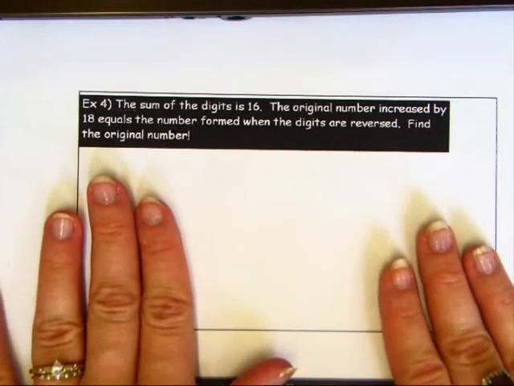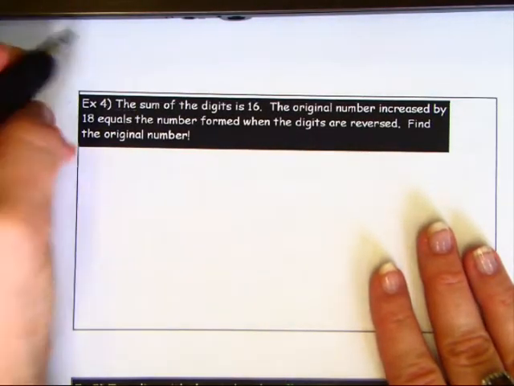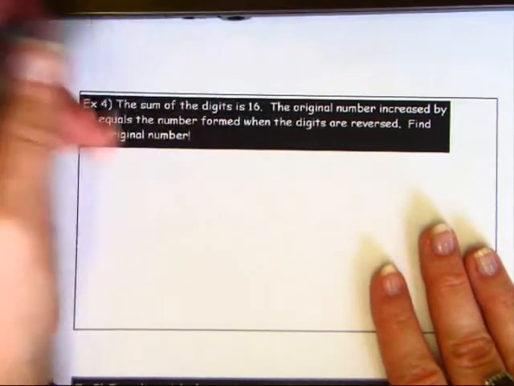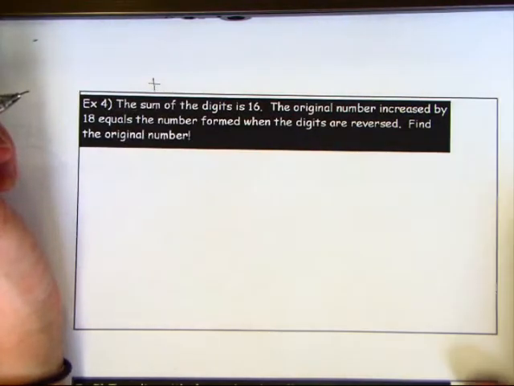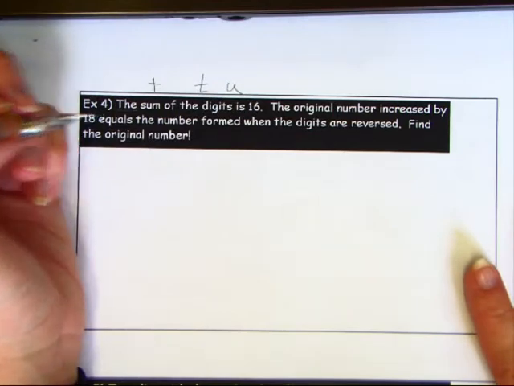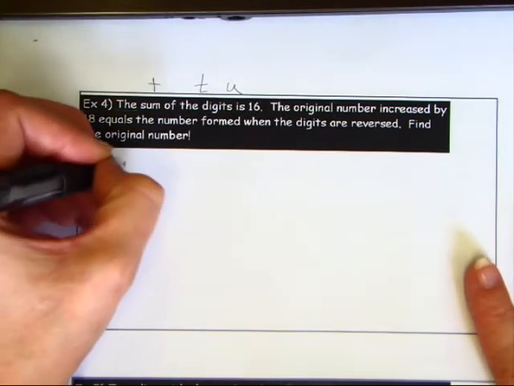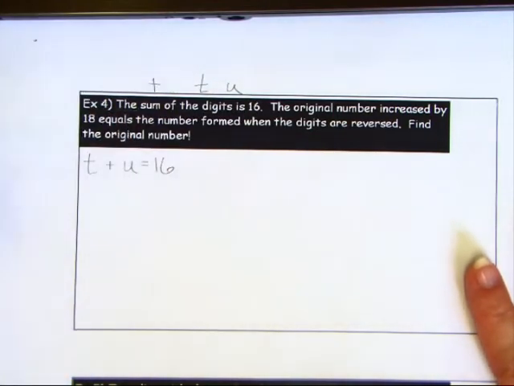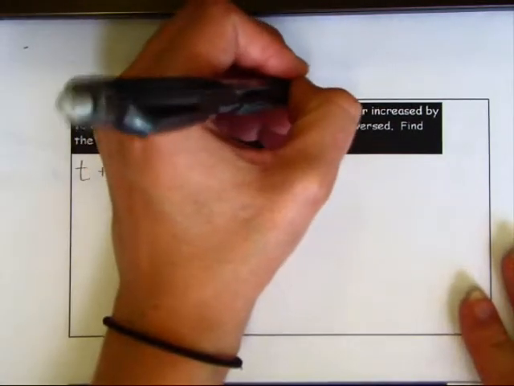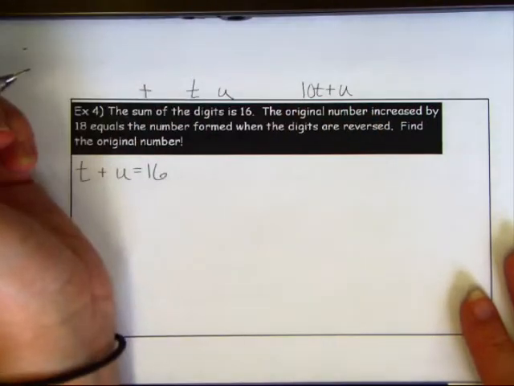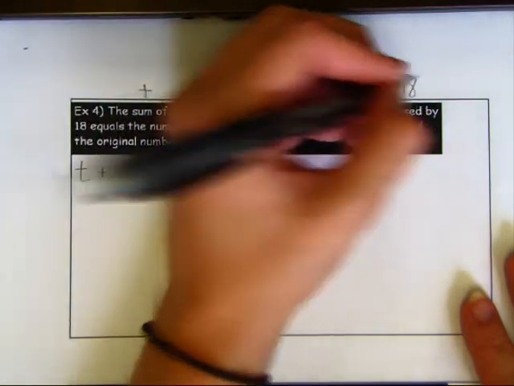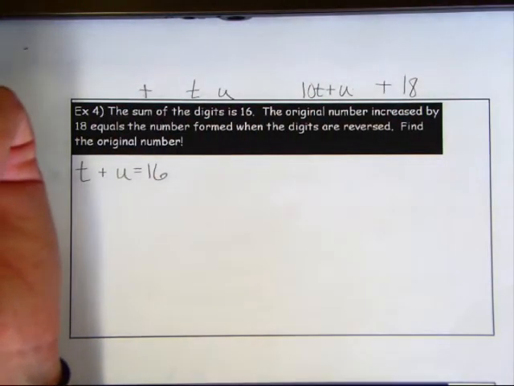We got another digit problem. The sum of the digits is 16. Sum does not mean a digit. Sum means addition. And the digits separately are t and u. So the sum is t plus u, and they're telling us it is 16. The original number, remember that's 10t plus u, increased by 18 equals the number formed when the digits are reversed.